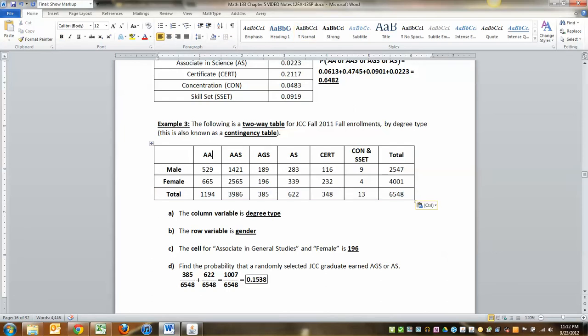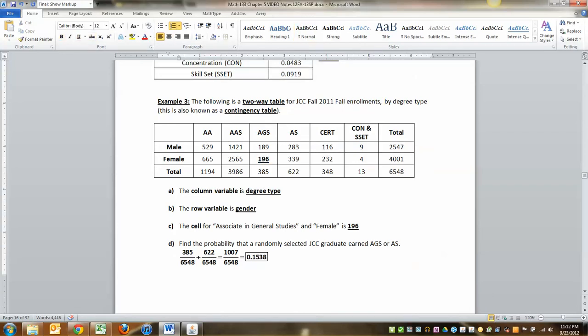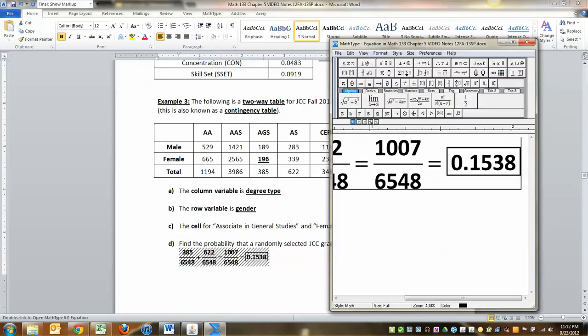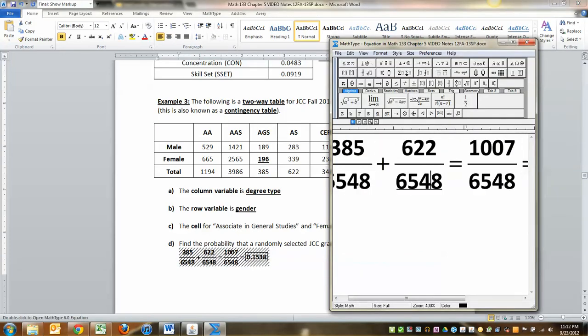Now the column variable is the degree type, right? Associate in arts, associate in applied science, and so on. Then we have the two genders, that's the row variable. The cell for associate in general studies and female, that was AGS, that's associate in general studies, and female, that'd be this cell right here, right? So that's the 196. All right, find the probability that a randomly selected JCC graduate earned an AGS or an AS. Okay, so there's 385 out of 6548 total for AGS. And then there's 622.